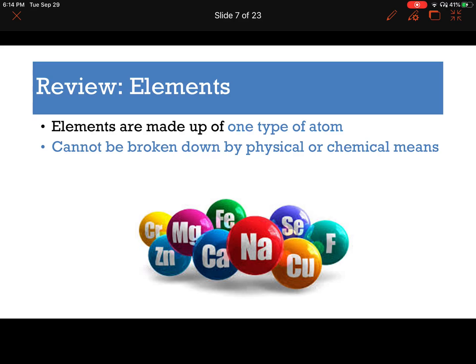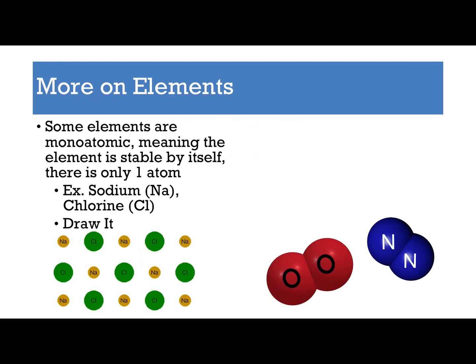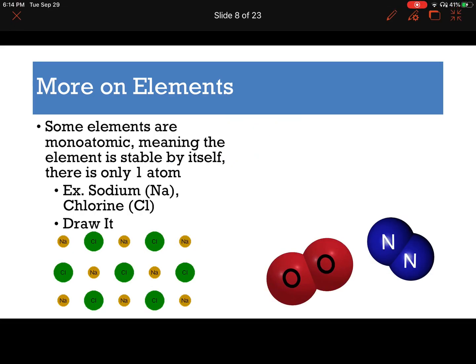Okay. Elements are made up of only one type of atom and cannot be broken down by physical or chemical means. This is the simplest kind of substance we can have. And again, some examples are oxygen, nitrogen, carbon, and literally the 100+ elements on the periodic table of elements. Okay, so let's dive a little bit deeper into elements, and we can further classify them even more.